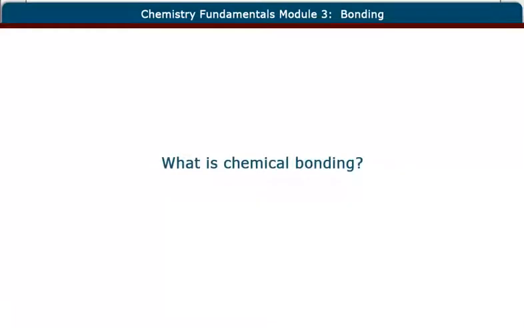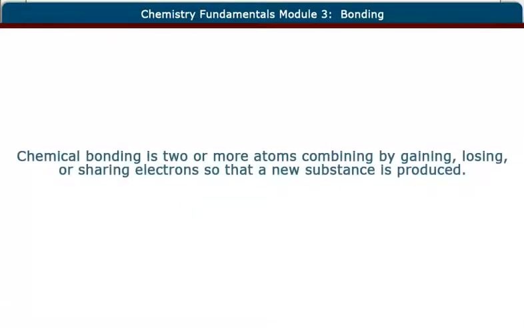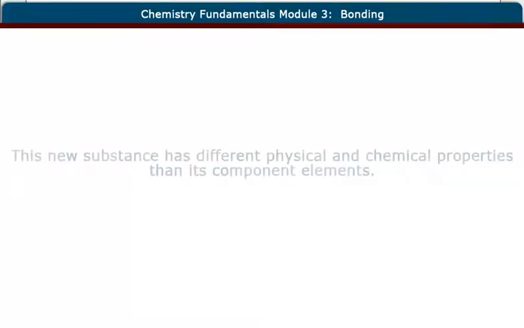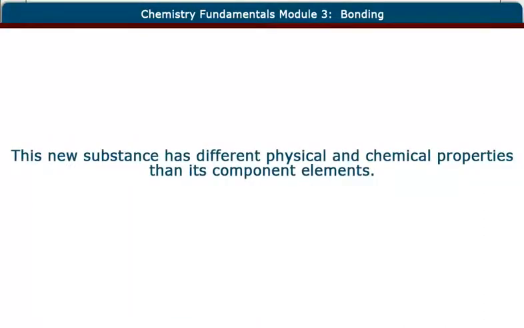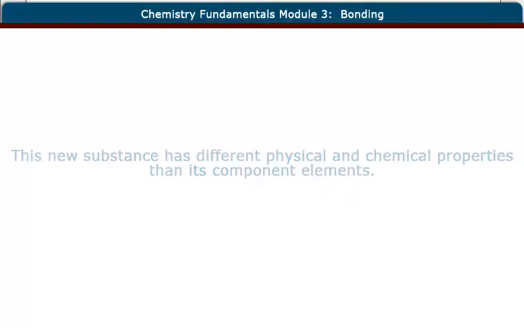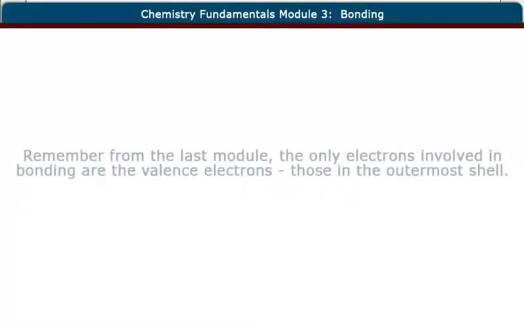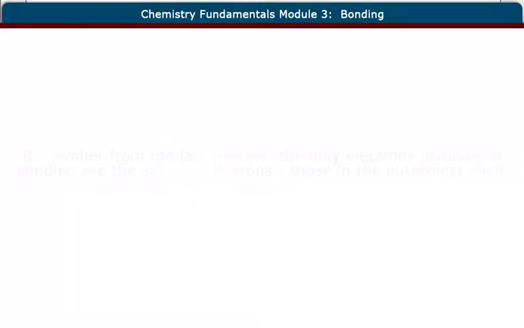So, what is chemical bonding? Chemical bonding occurs when 2 or more atoms combine, by gaining, losing, or sharing electrons so that an entirely new substance is produced. This new substance has different physical and chemical properties than its component elements. Remember from the last module, the only electrons involved in bonding are the valence electrons, those in the outermost shell.